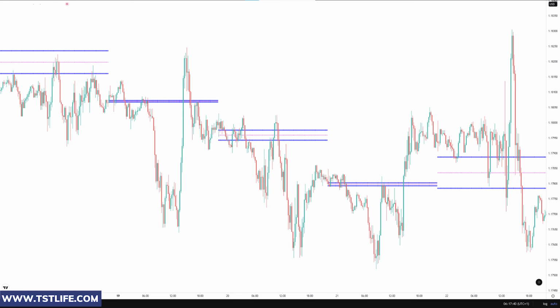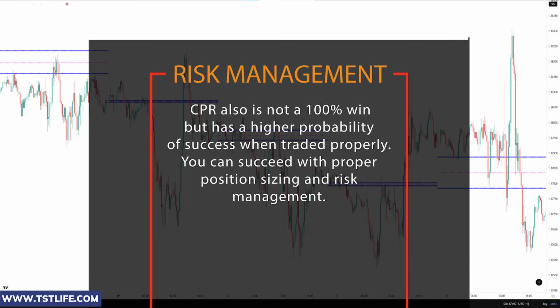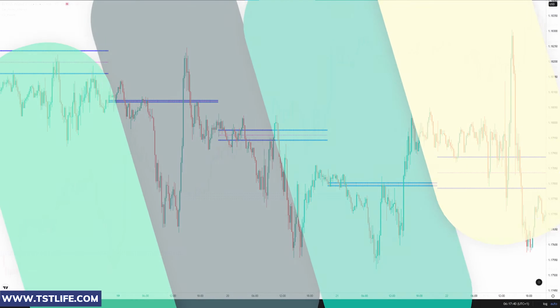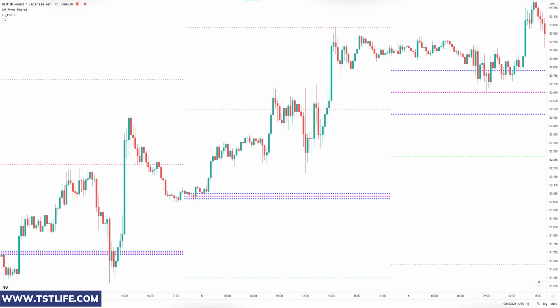Like everything else in technical analysis, CPR also is not a 100% win, but has a higher probability of success when traded properly. You can succeed with proper position sizing and risk management. With that out of the way, let me share with you the CPR trading strategy with some examples.